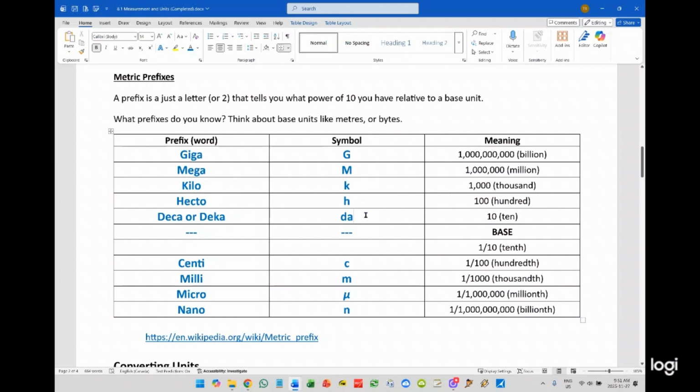I'd swear I remember seeing it as a capital D at some point, which makes sense since the larger things tend to be capitals and the smaller things tend to be lowercase. But either way, the official symbol is da. Not that it ever really comes up in day-to-day life.